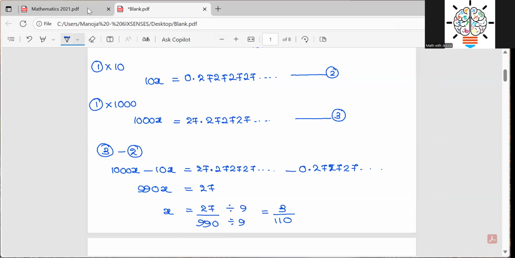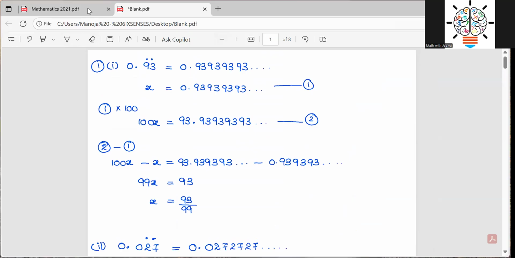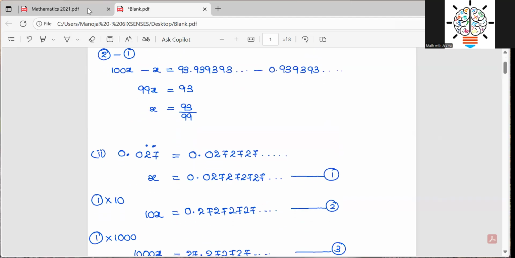So don't think that, looking at the number of digits in the recurring cluster, we can just multiply. No, we have to think. In Roman number 1 you multiply by 100 because the two digits in the recurring cluster are in the 10th place and the 100th place. But in the next one, you have two digits in the recurring cluster but they are not in the 10th and the 100th place.